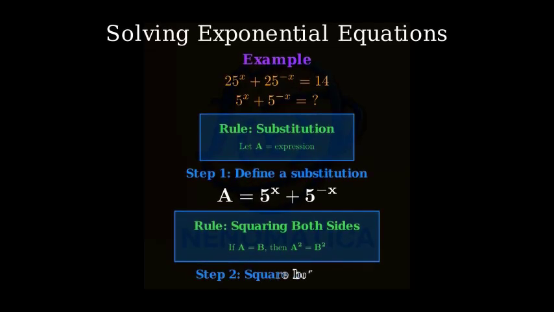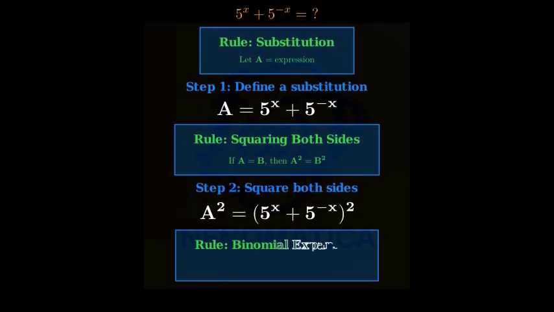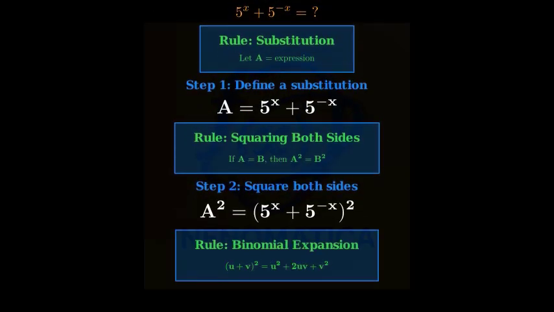So we get a squared equals the square of the entire expression, 5 raised to the power of x plus 5 raised to the power of negative x. For our third step, we'll use the binomial expansion formula to expand the squared expression.